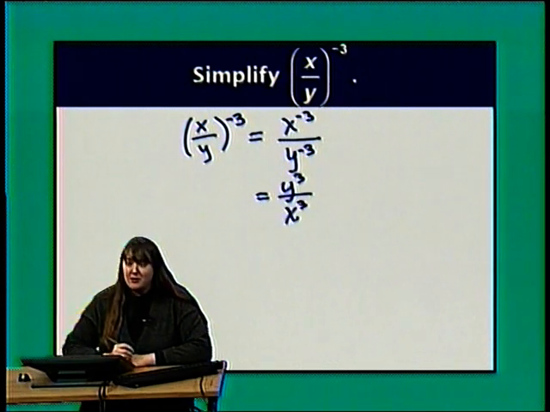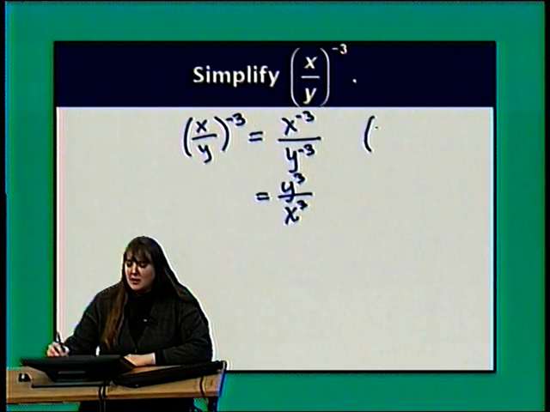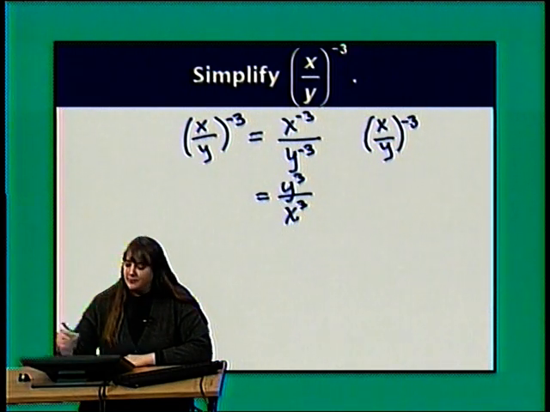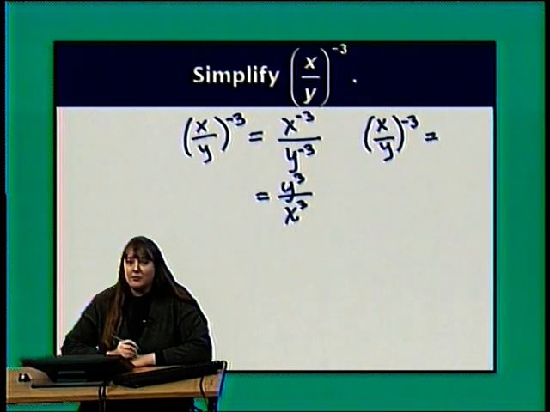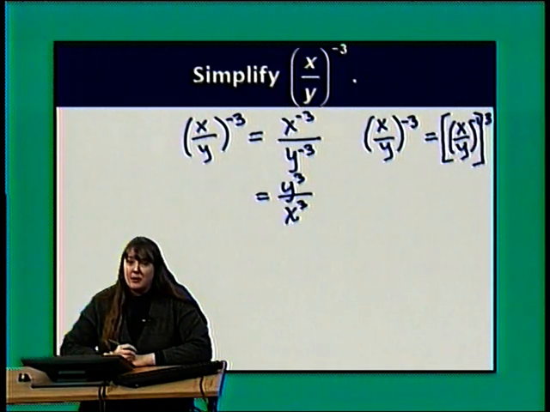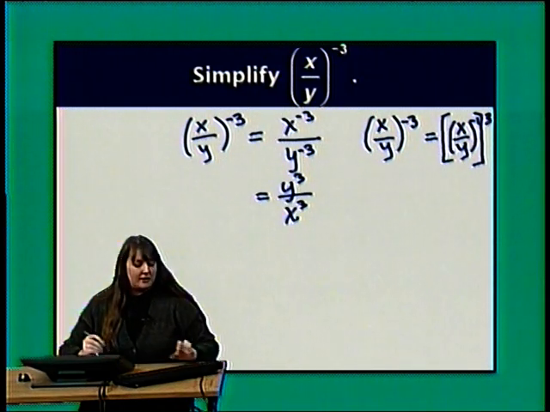Well, there's another way I could have thought about this problem. I could actually apply my power to a power rule in reverse. I could write the fraction x over y all raised to the negative 3 as the fraction x over y all raised to the negative 1, and then this entire thing cubed. Remember, the powers to powers rule tells us to multiply the exponents.